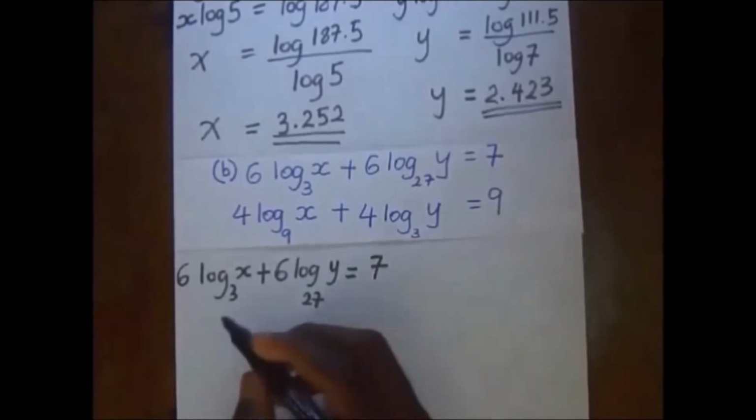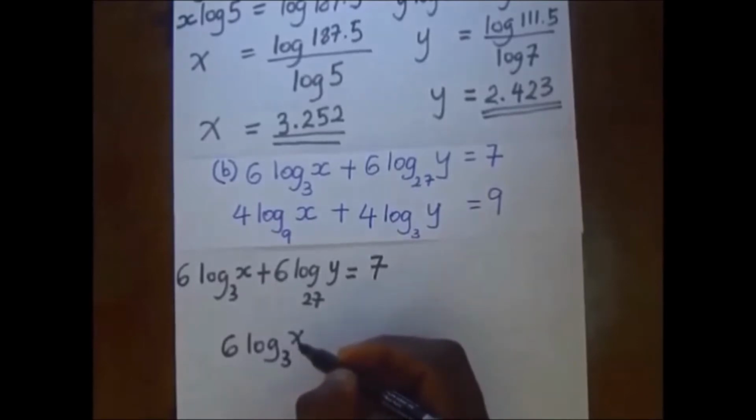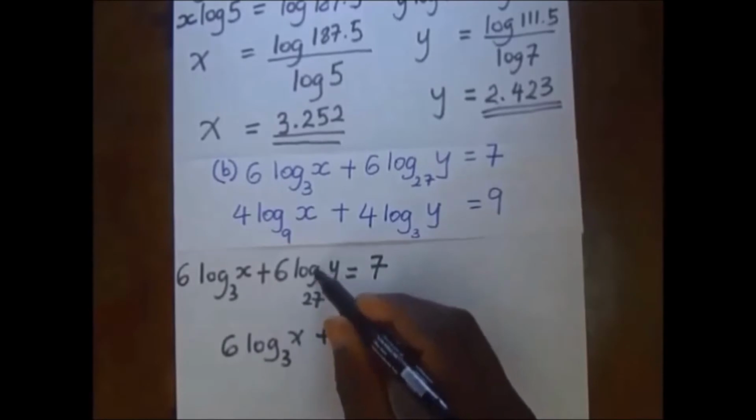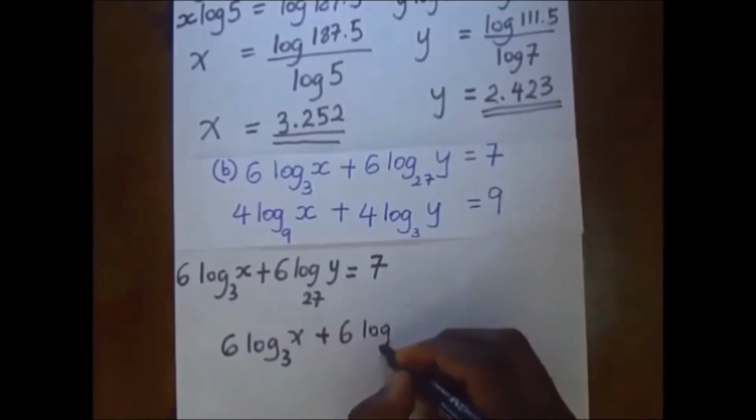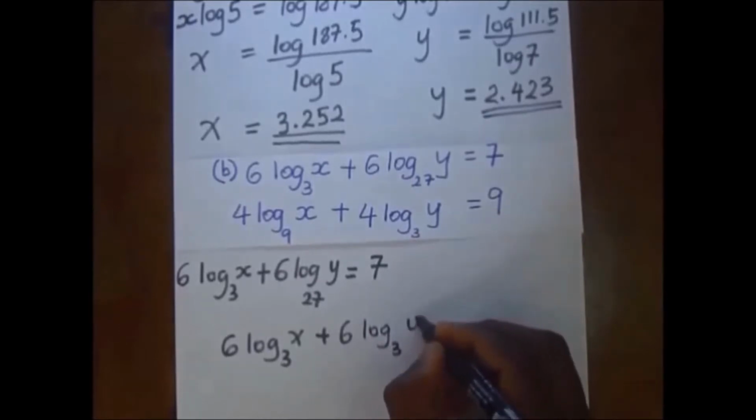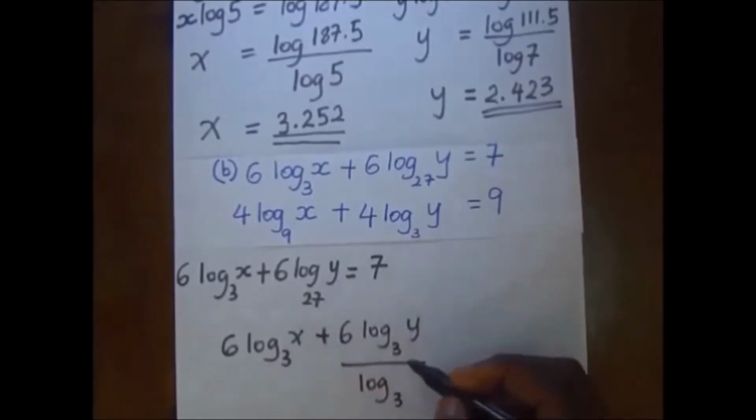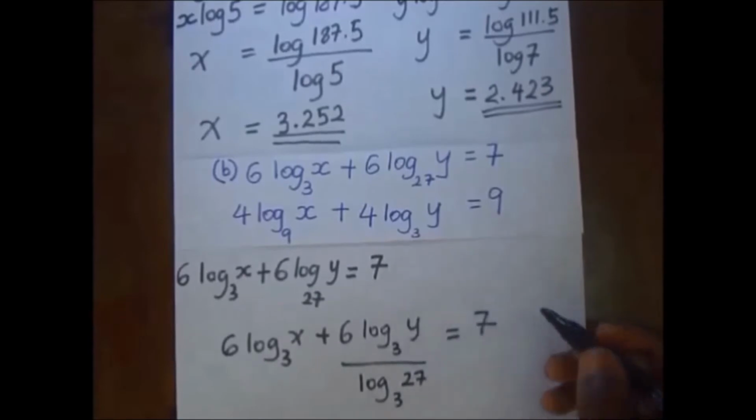So this is going to become 6 log of x, that is base 3, plus 6. Now we convert this to base 3. So it's going to become 6 log base 3 of y over log base 3 of 27 is going to give us 7.